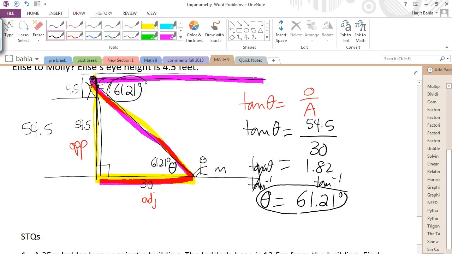See? Think out of the box a little bit, and you can figure it out. Yeah, it was tricky, but come on. It's doable.